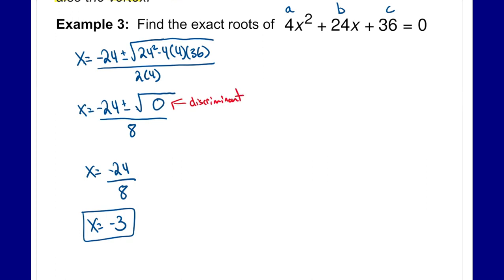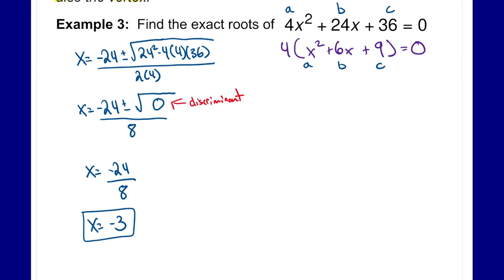Now, one thing you could also do if you don't like these large numbers, you could common factor at the beginning and take a 4 out. We would have x squared plus 6x plus 9 equals 0. And then you could look at a, b, c in that factored form. So you could common factor as well.